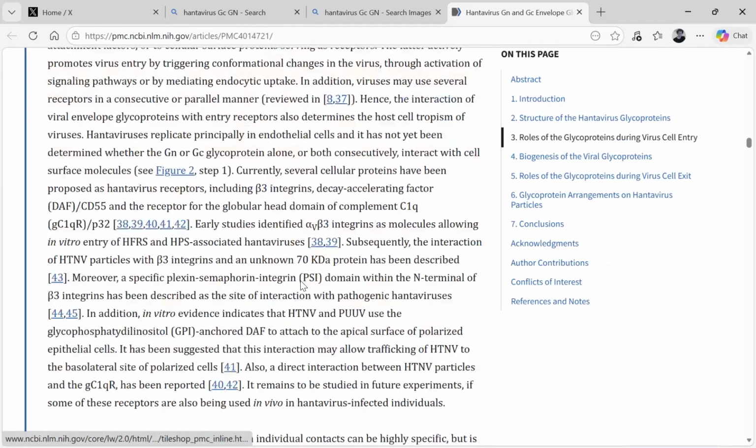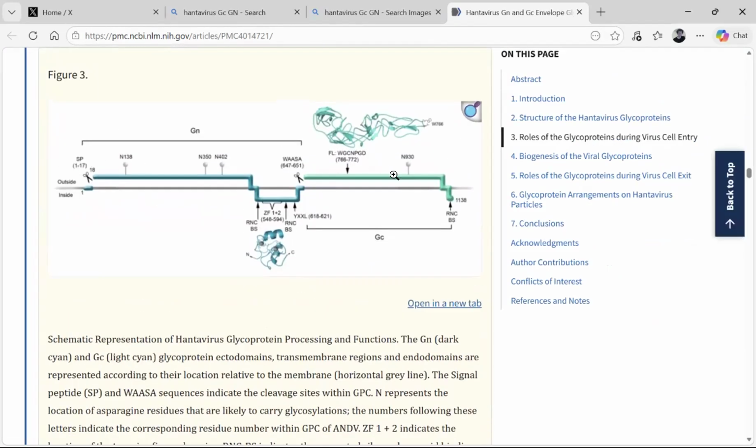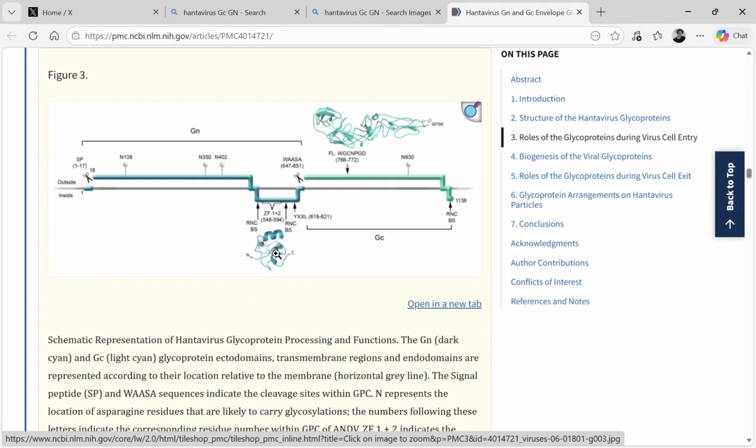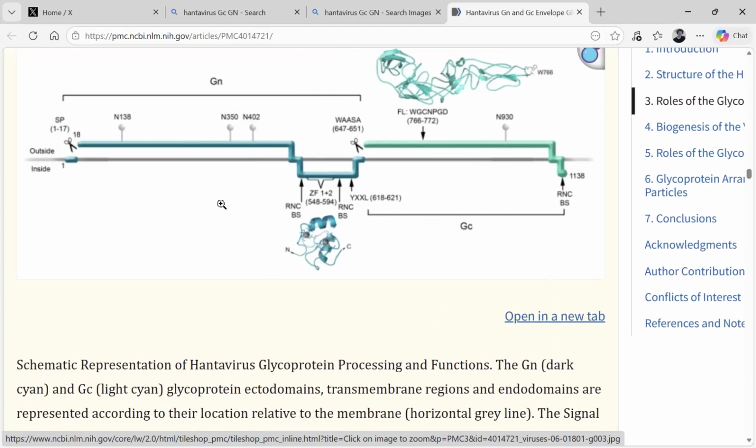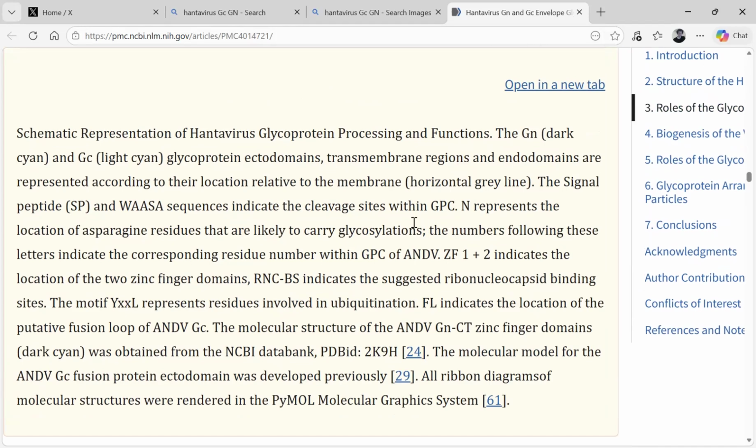Now, this is one of the 4. And it gets cut and folded and merged together between the GC and the GN. And then 4 others come in and bind. Now, again, the SP and the WAASA attach areas are the cleavage areas to determine what the GN and the GC are.